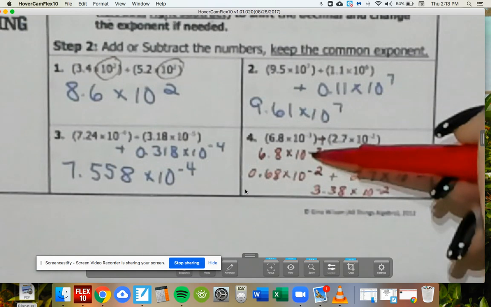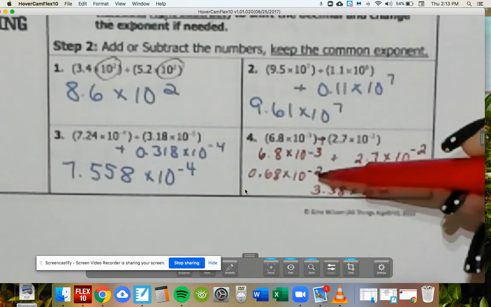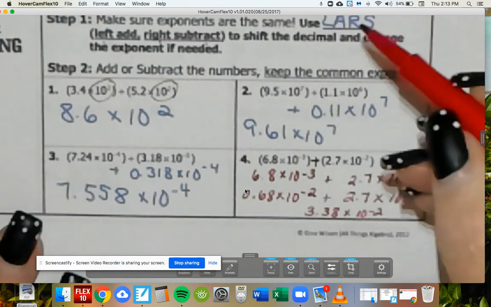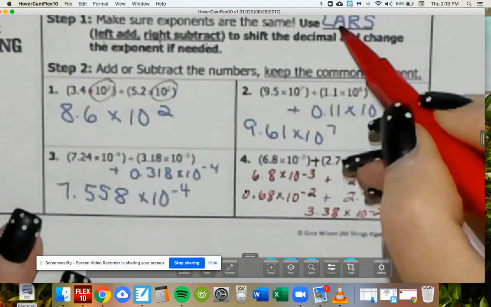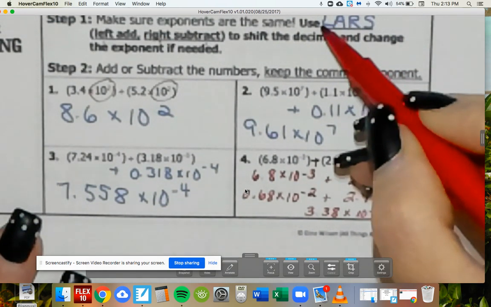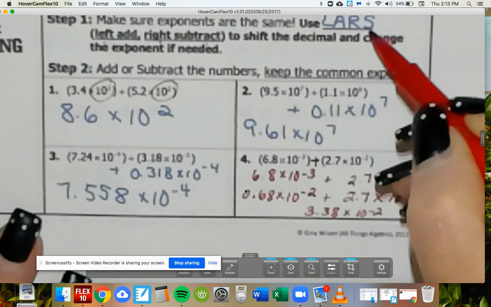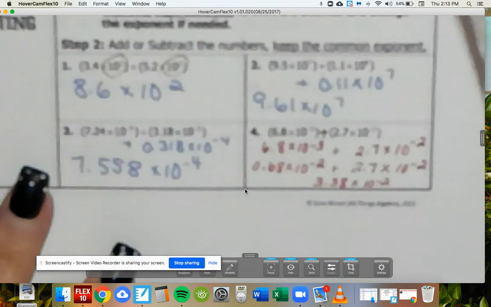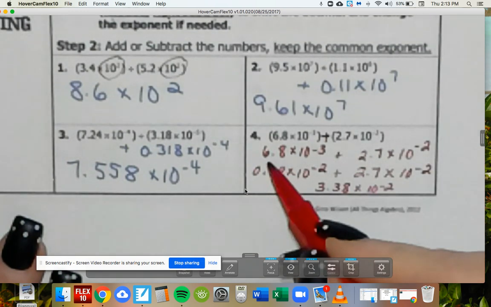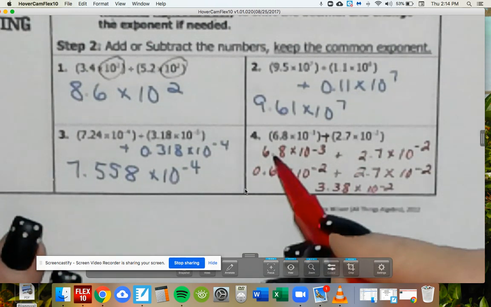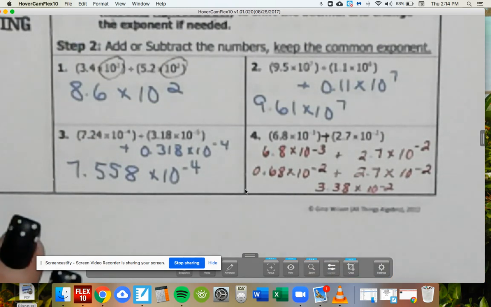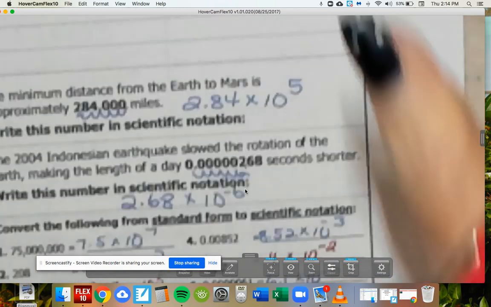And to get from a negative 3 to a negative 2, you have to add 1. And remember LARS, up here, when you're adding, you move the decimal to the left. If we were subtracting to adjust the exponent, we would move the decimal to the right. In this case, we were adding, so we moved the decimal one jump over, so it became 0.68.